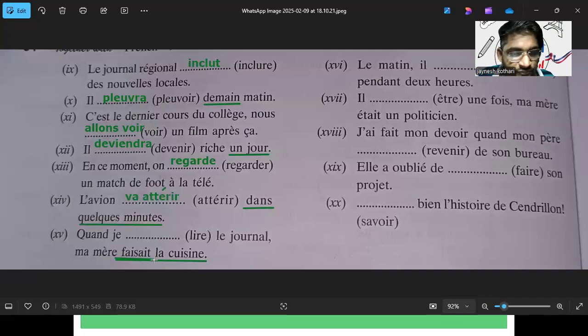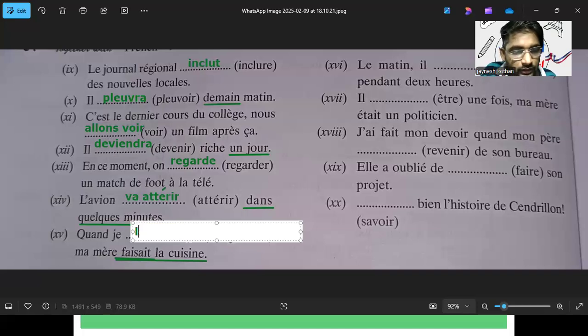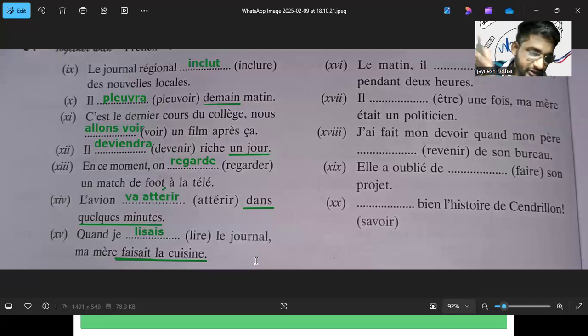So, I'm going to use the same tense. When I was reading, lisais. When I was reading the newspaper, my mother was cooking the food. So, if they have used imperfect, I'm also using imperfect. It's a simultaneous action, okay? When I was reading the newspaper, my mother was cooking the food.